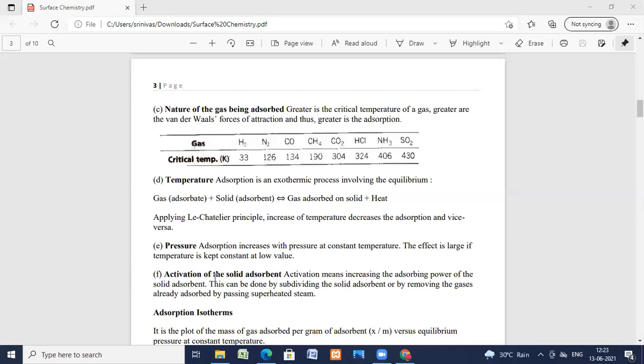Now, activation of the solid adsorbent is also a factor. Activation means increasing the adsorbing power of the solid adsorbent. This can be done by subdividing the solid adsorbent or by removing the gases already adsorbed by passing superheated steam.